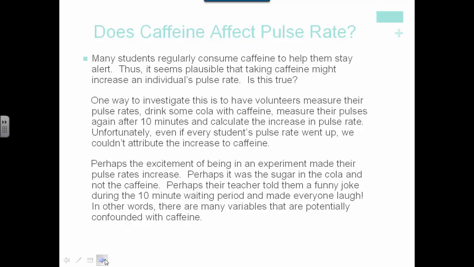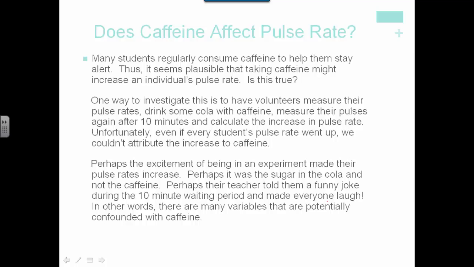Does caffeine affect pulse rate? Many students regularly consume caffeine to help them stay alert. Thus, it seems plausible that taking caffeine might increase an individual's pulse rate. Is this true? One way to investigate this is to have volunteers measure their pulse rates, drink some cola with caffeine, measure their pulses again after 10 minutes, and calculate the increase in pulse rate.